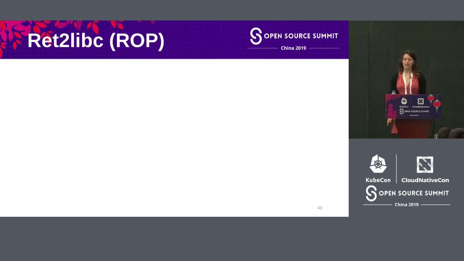And so, what happens if our stack or heap is not executable? Because that's what a program normally is, right? You don't want anybody to execute code on your stack. Then you can perform return to libc, which is a technique of ROP, or return-oriented programming.